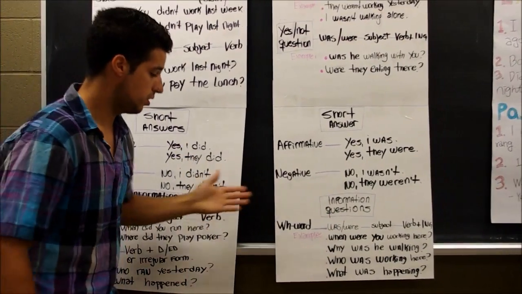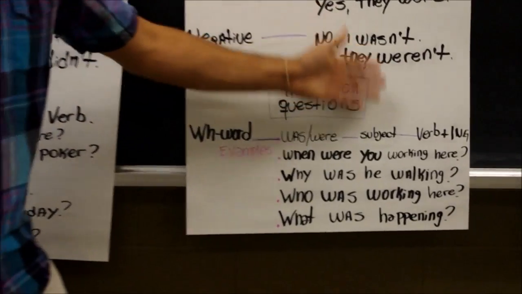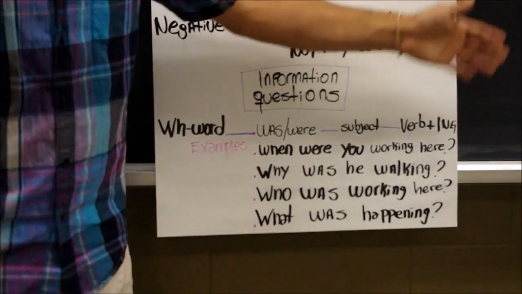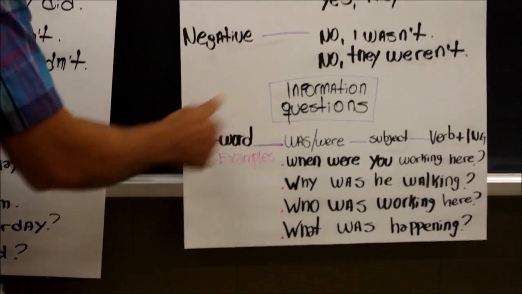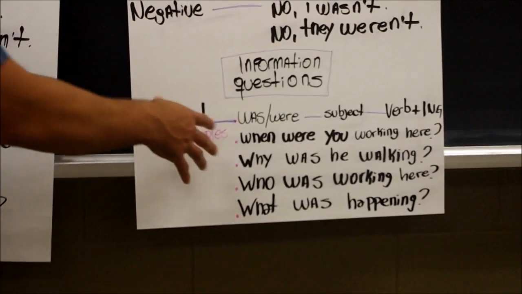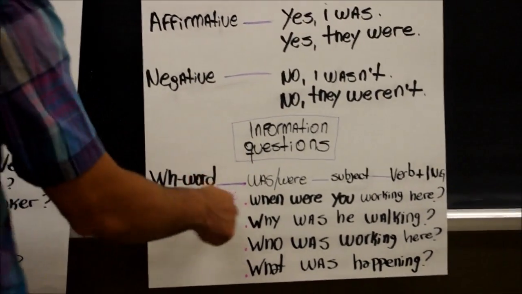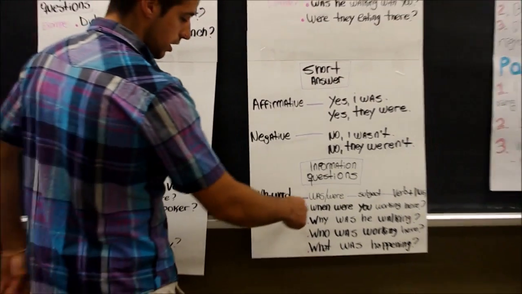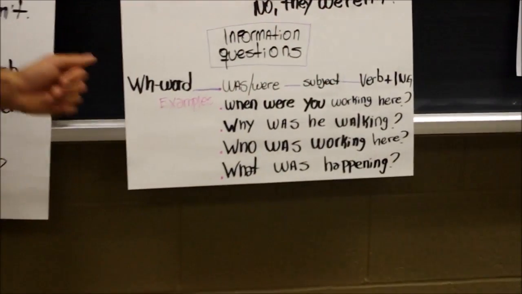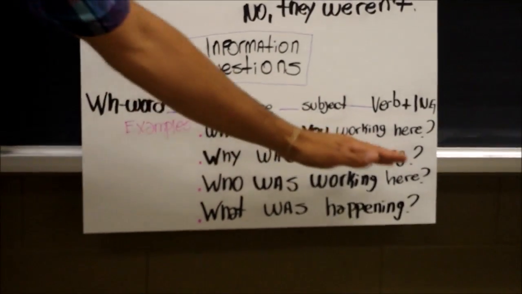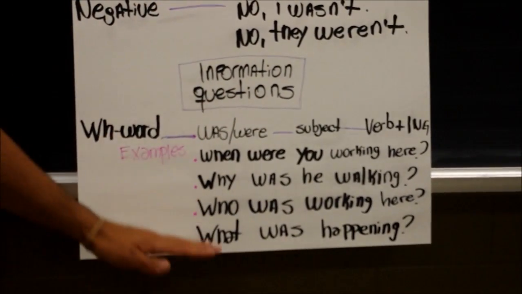Information questions use the WH word, then was or were, the subject, and the verb plus ing. You see the WH words, I say, are when, why, who, what. Here I have a couple of examples, like when were you working here, or why was he working, who was working here, or what was happening.